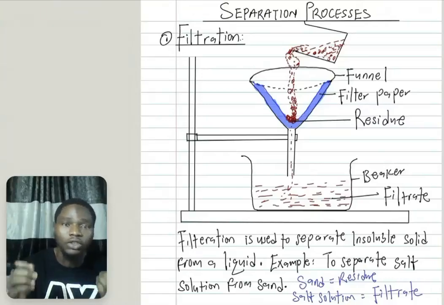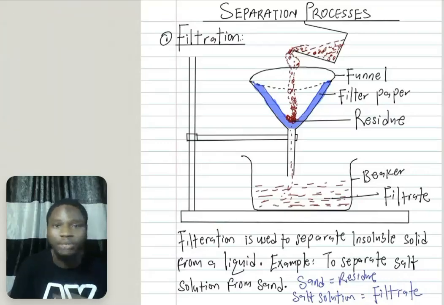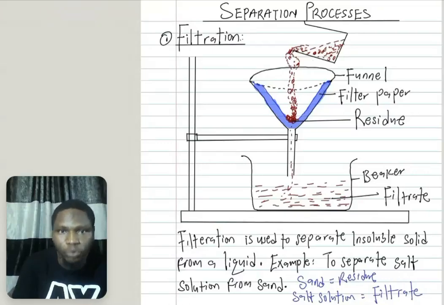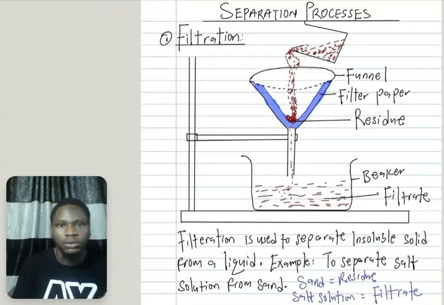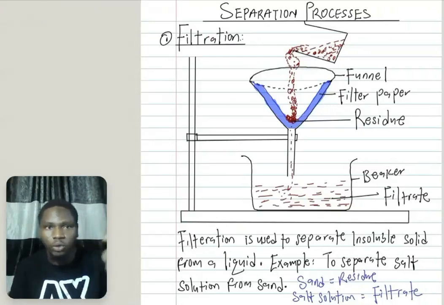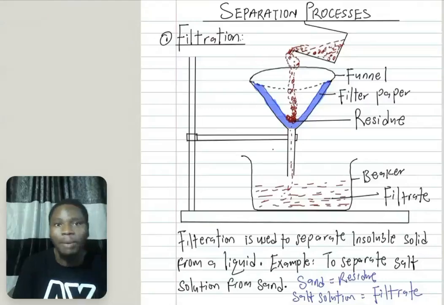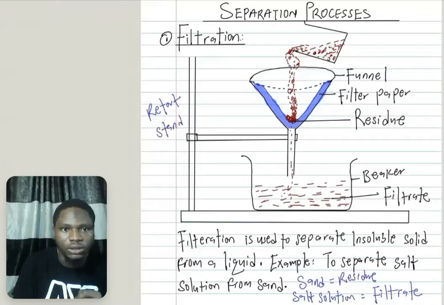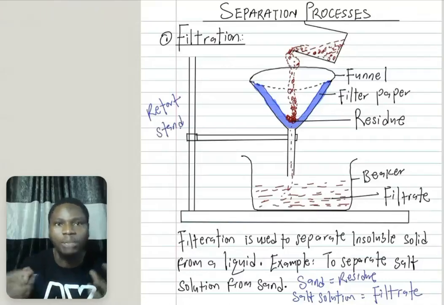Now, the apparatus you need to get ready whenever you want to carry out filtration is the funnel and majorly the beaker. And you see this part here in blue, the filter paper. You need the funnel, the filter paper, and you need the beaker. You see this stand is for you to hold the funnel. You can do it locally by using your hand to hold it, but if I want to make use of my lab apparatus, I'll make use of the retort stand. This one you see here is called the retort stand. Good. So how do we carry out this filtration?